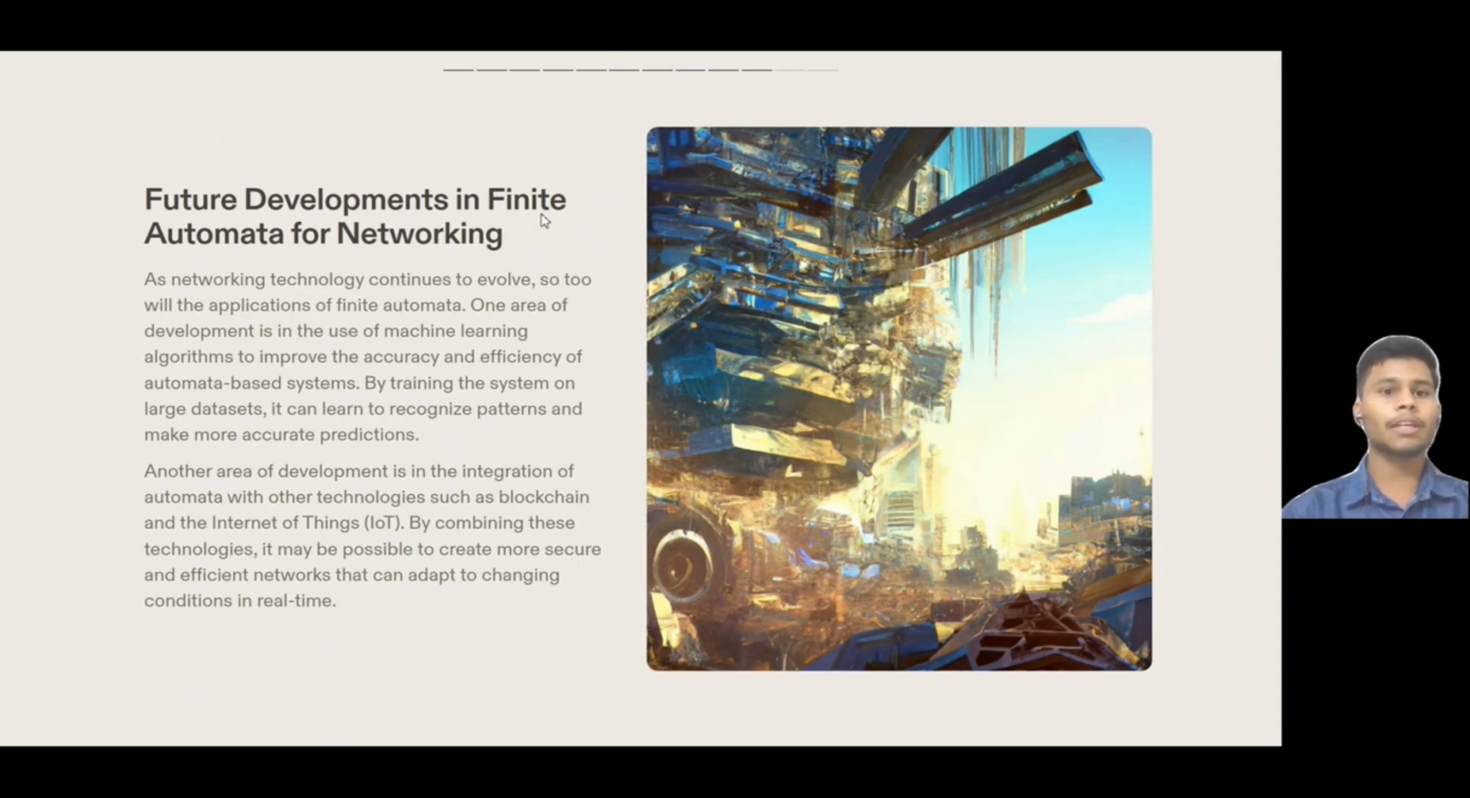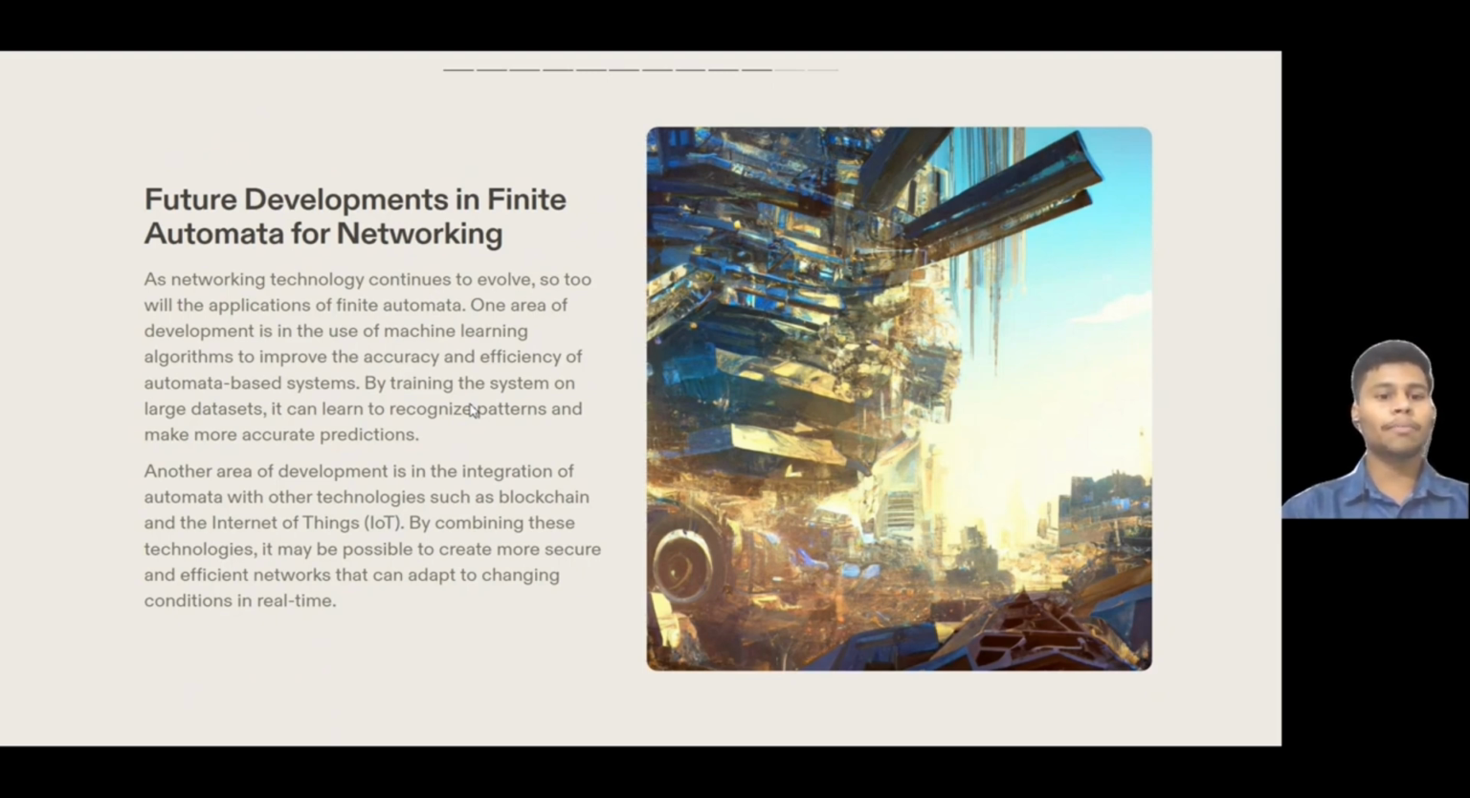Future developments in finite automata for networking. As networking technology continues to evolve, one area of development is in the use of machine learning algorithms to improve the accuracy and efficiency of automata based systems. By training the system on large datasets, it can learn to recognize patterns and make more accurate predictions.